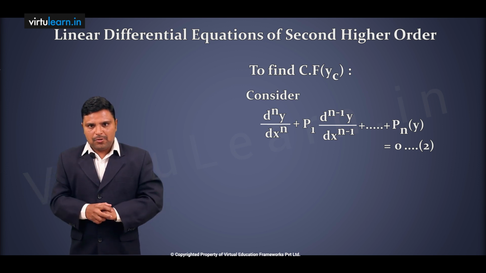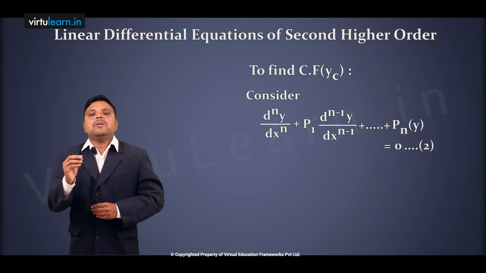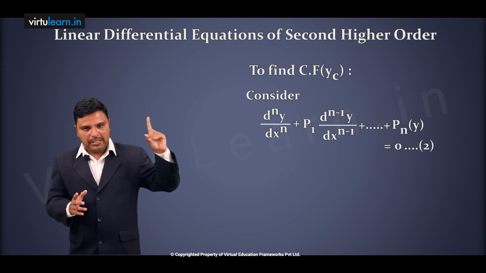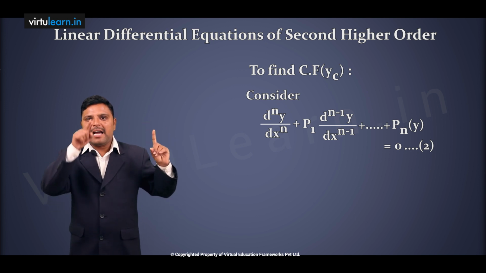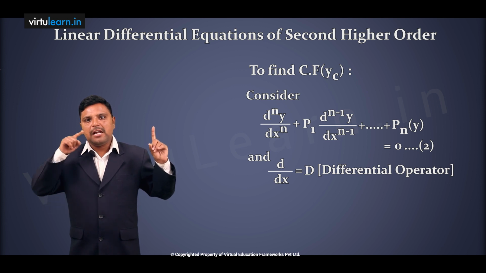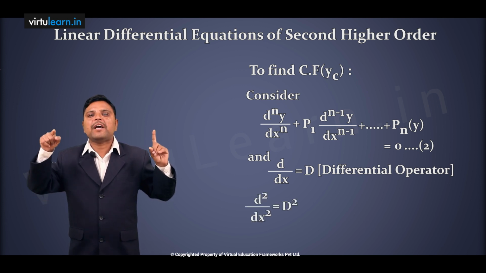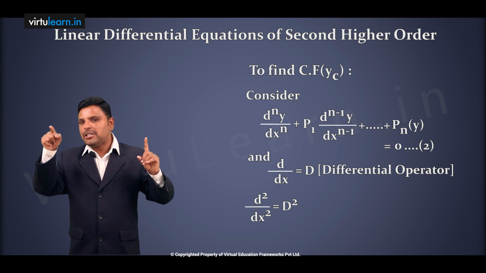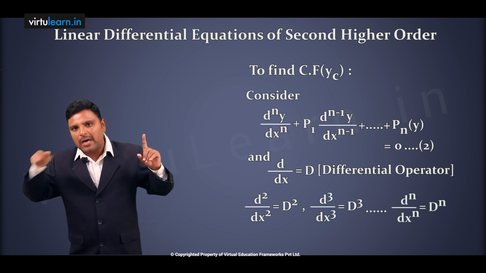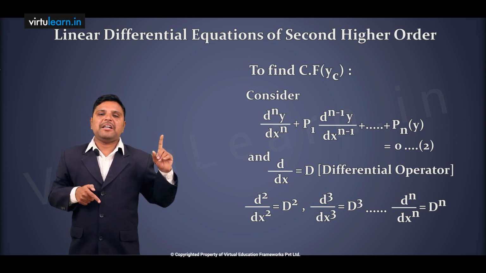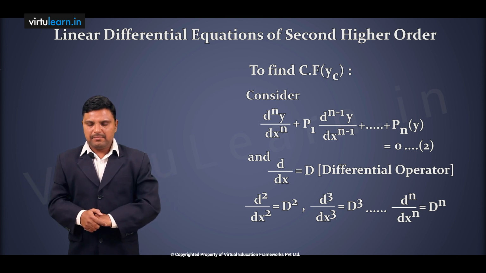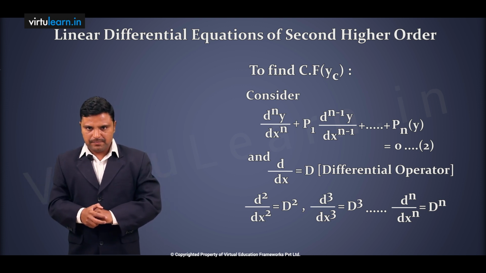Now if you are taking 0, then we will consider some differential operators. These are very, very important. This is the first step in calculation of the complementary function. Capital D = d/dx, means differentiation with respect to x. D^2 = d^2/dx^2. D^3 = d^3/dx^3, and so on. D^n = d^n/dx^n, means the n-th differentiation with respect to x.